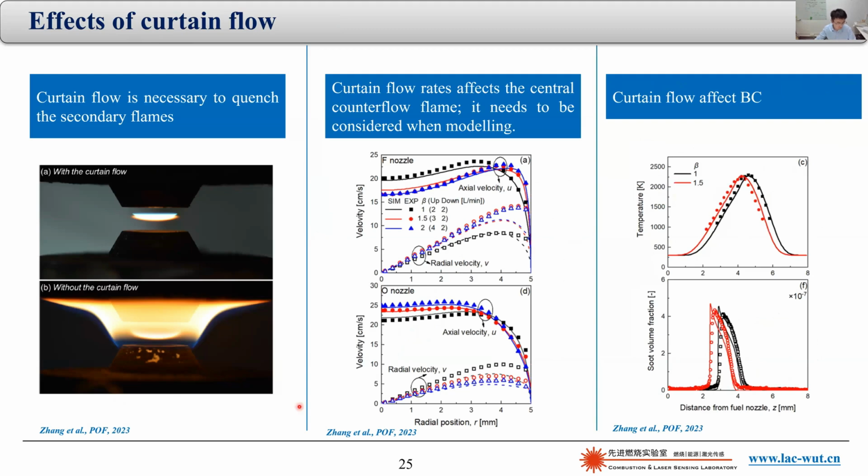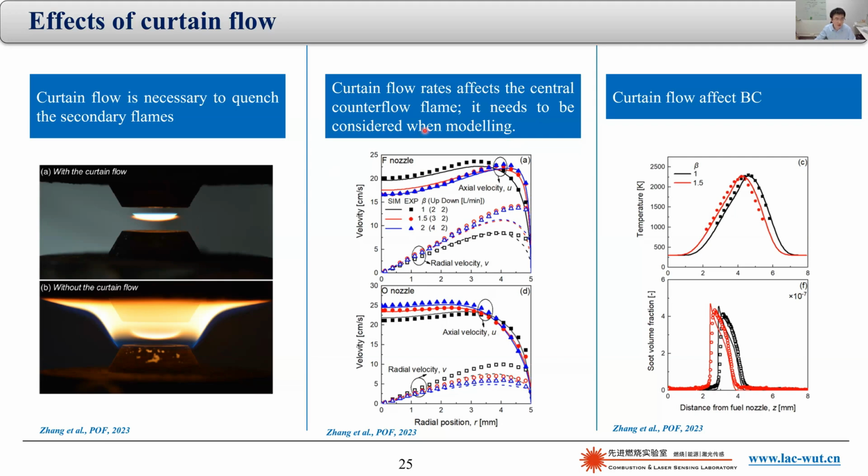Another thing about the modeling of counterflow flames is the curtain flow. We know that sooting counterflow flames are typically fuel rich, so there is a possibility that some unburned fuel mixes with the ambient air to form a secondary diffusion flame. This is quite undesirable, and we usually use a curtain flow to quench this flame. But in many studies, the curtain flow is not taken into consideration. We do observe that the curtain flow rate can affect the central counterflow flame, and it needs to be considered when modeling.